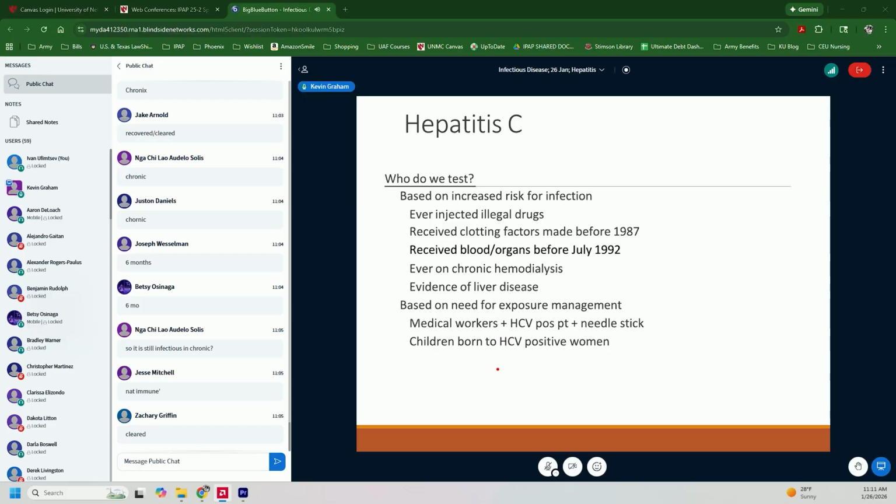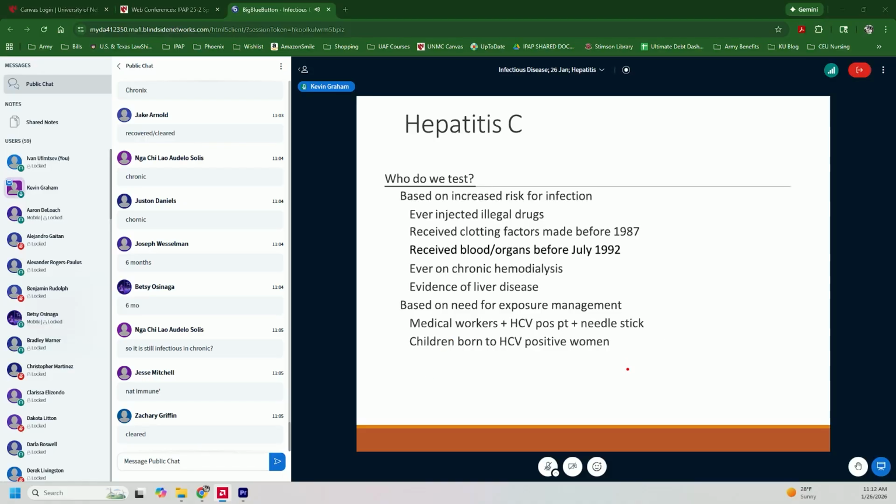All right, so who do we test? And this is kind of, again, we talk about this information of who do we test for hepatitis C, but you can also think of it as who is at highest risk for hepatitis C. So you've got your injected or IV drug users, anybody who received clotting factors or blood transfusions before a certain date, people who are on chronic hemodialysis, and then other evidence of liver disease. If we have those at play, it might be worth screening for hepatitis C. And then you have other people who may just simply be exposed to it from different situations, maybe medical workers, or maybe they had a needle stick or something.